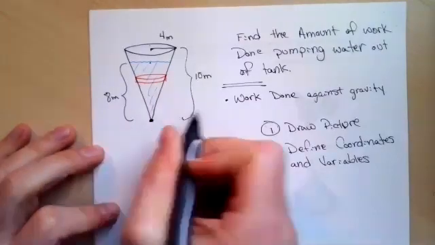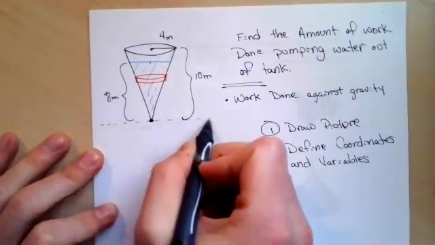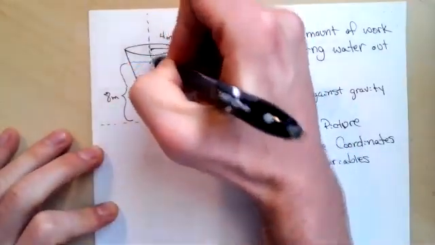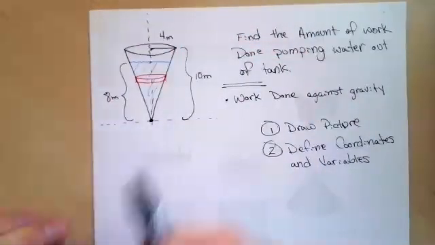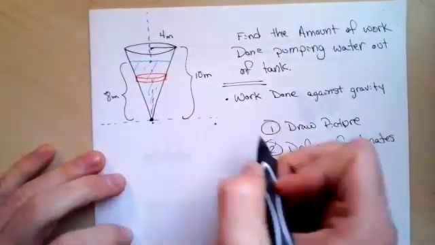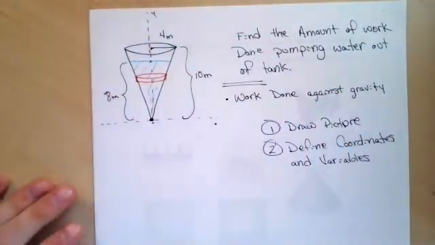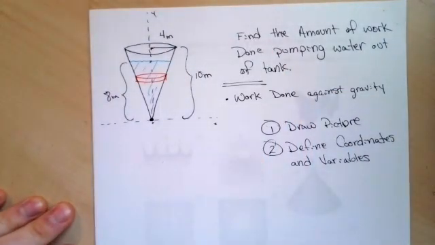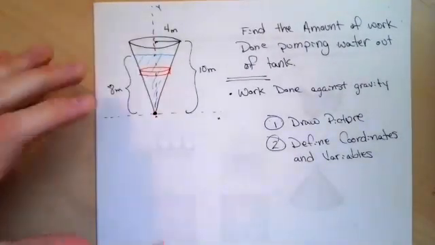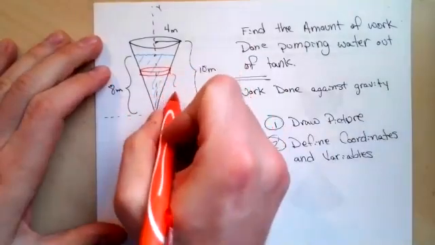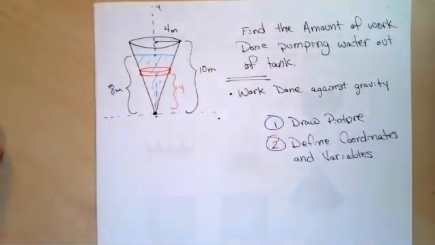Let's put our coordinate system at the bottom here. So our origin is here, and our variables, let's just keep our standard X and Y variables. So that this distance here is Y. We want to use our vertical axis because we are doing work against gravity.